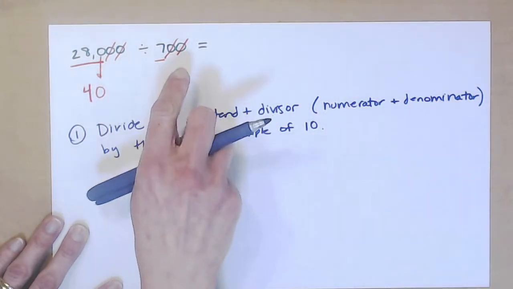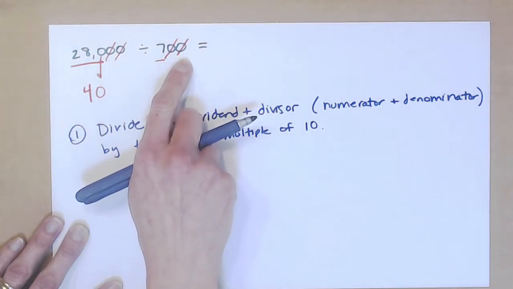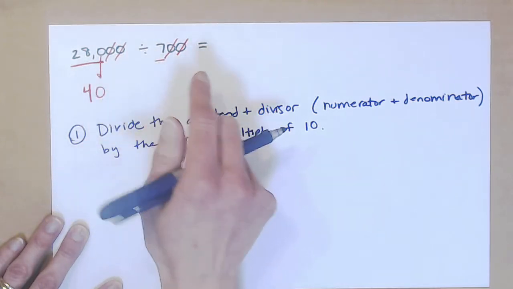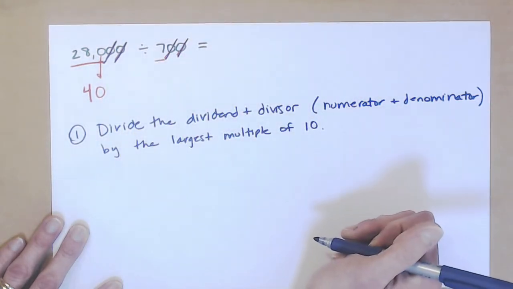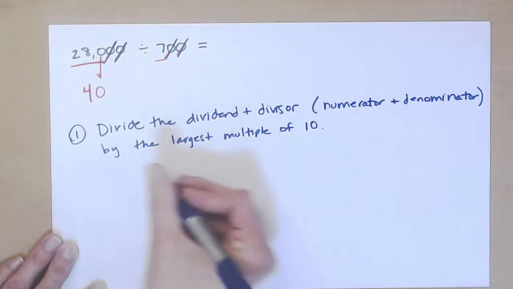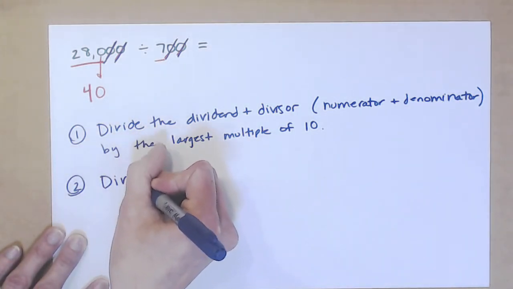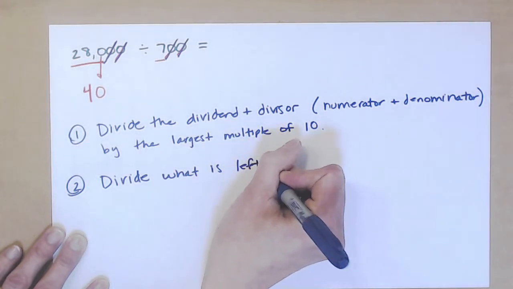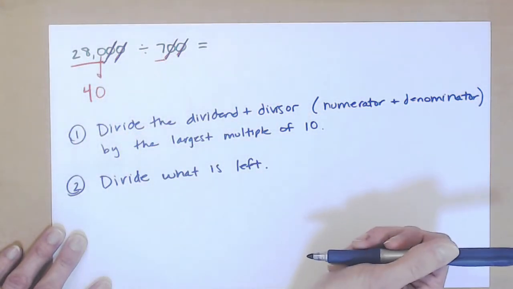So in this one, the largest multiple of 10 of both would be 100, because 700 was 7 times 100. So I was dividing both numbers by 100. And that, remember, just essentially crosses off 2 zeros of each. Okay, so that's the first step. And then the second step is basically just dividing what is left. Divide what is left. And so in this case, what was left was 280 divided by 7.